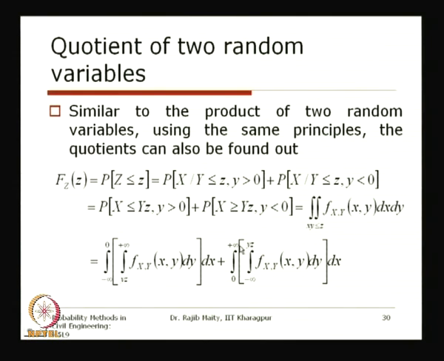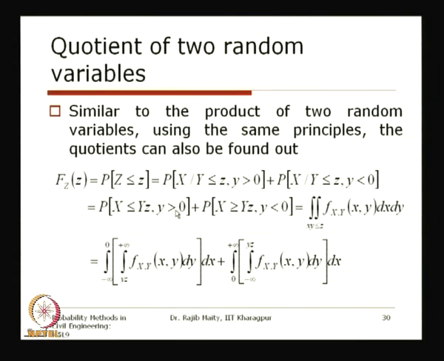Now, similar to the product of two random variables, using the same principle, the quotient can also be found. To find the quotient, that is Fz of z, the probability that Z is less than or equal to z, we can write that x by y is less than z and y is greater than 0. So this range we have to consider, plus the probability for the case when y is less than 0. This can be expressed as x less than or equal to yz, y greater than 0.